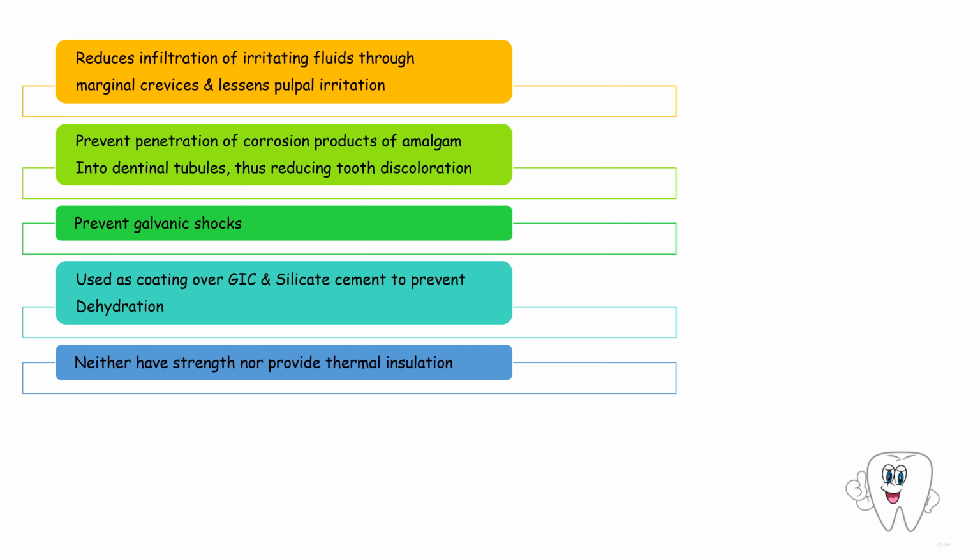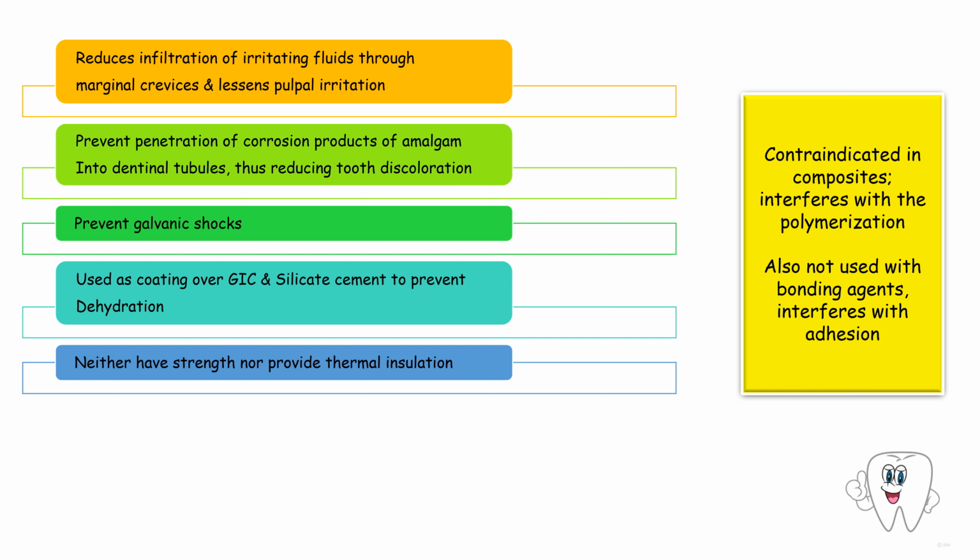It neither has strength nor does it provide thermal insulation. It is contraindicated in composites as it can interfere with the polymerization process. It is also not used with the bonding agents because it can interfere with the adhesion.